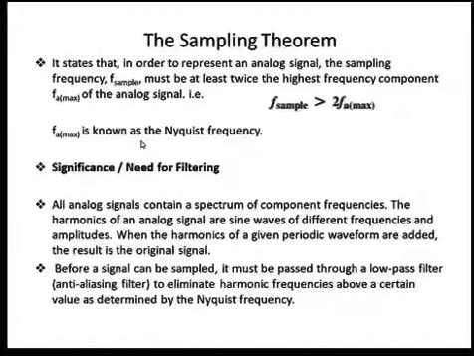All analog signals contain a spectrum of component frequencies. The harmonics of an analog signal are sine waves of different frequencies and amplitudes. When the harmonics of a given periodic waveform are added, the result is the original signal. So it is very basic, you know it very well. Before a signal can be sampled, it must be passed through a low pass filter, the anti-aliasing filter, to eliminate harmonic frequencies above a certain value as determined by the Nyquist frequency.